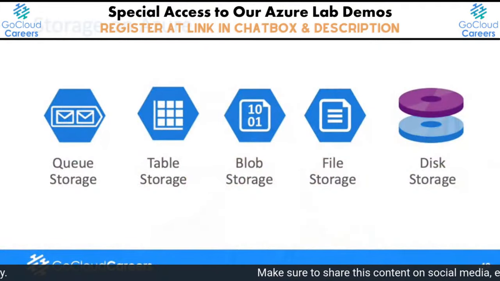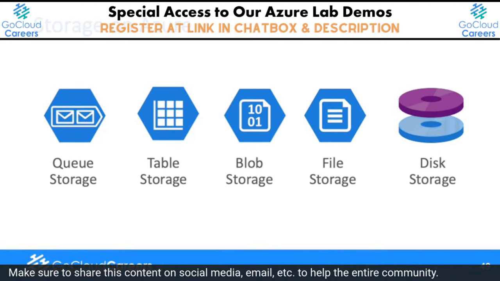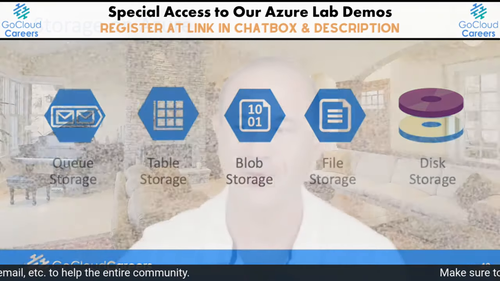And, you know, everybody makes up their own things. I like my squares because they work for me. Azure's got their cool little diagrams. You can see what they look like, but it's queue storage, table storage, blob storage, file storage, and disk storage. And it's going to be fun. We'll talk about what they are, how they work, and why you need to use them.